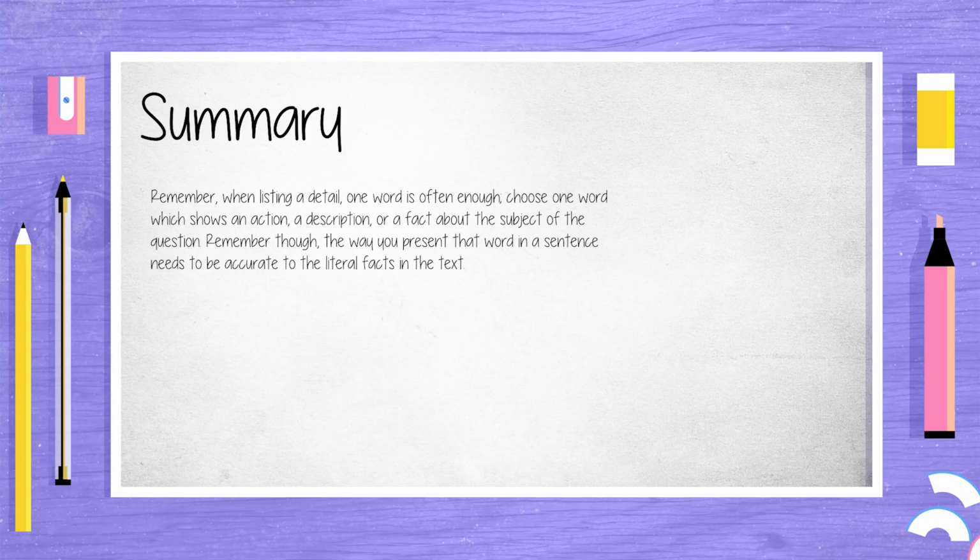Remember, when listing a detail, one word is often enough. Choose one word which shows an action, a description, or a fact about the subject of the question. Remember though, the way you present that word in a sentence needs to be accurate to the literal facts in the text.